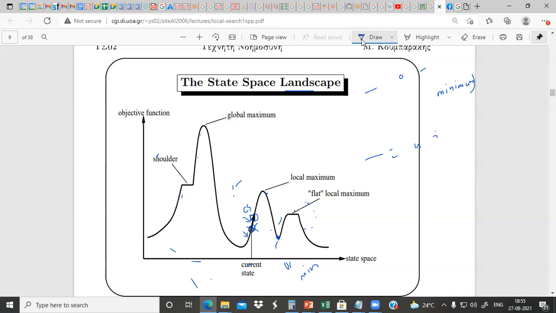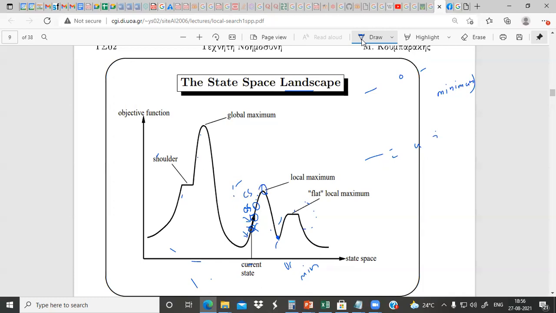Again, repeat this. Now from the current state, identify the neighbor with the highest value. There are two neighbors, one is this, one is here. Again, this will be selected. Is this neighbor value greater than the current state value? Yes. So once again, this becomes the current state. So on and so forth, it continues.